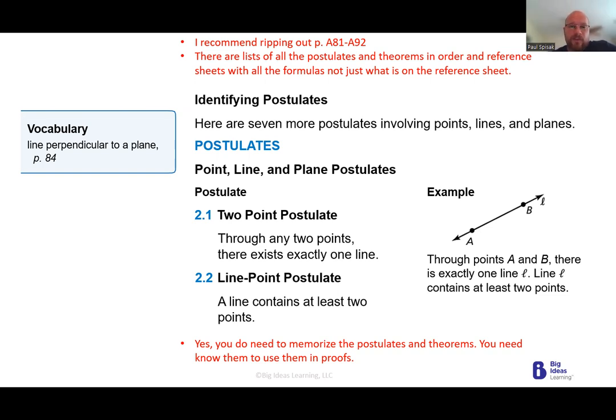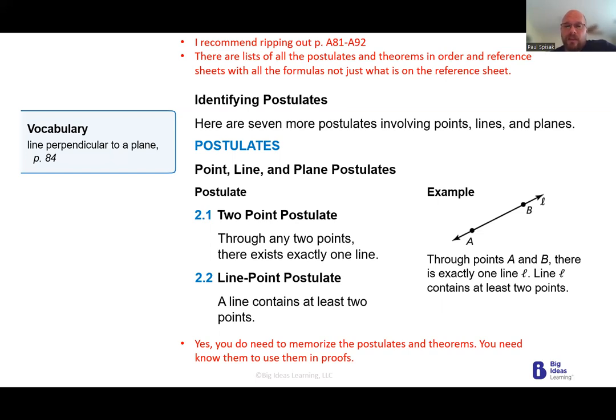The first one, the 2-point postulate. Through any 2 points, there exists exactly one line. This is an important postulate because it allows us to actually draw a line anytime we have 2 points. They have the example over there off to the side. Through points A and B, there's exactly one line, line L. No matter what, if we started with 2 points, there's only one way that you could draw that line and have it go through those points.